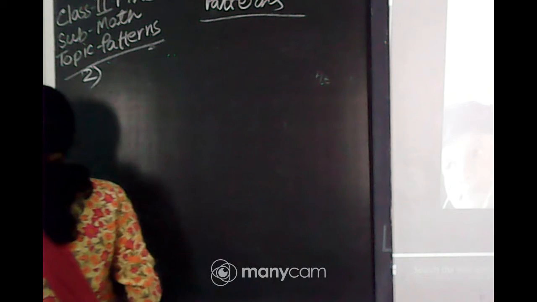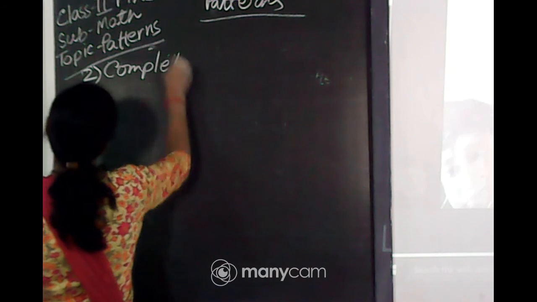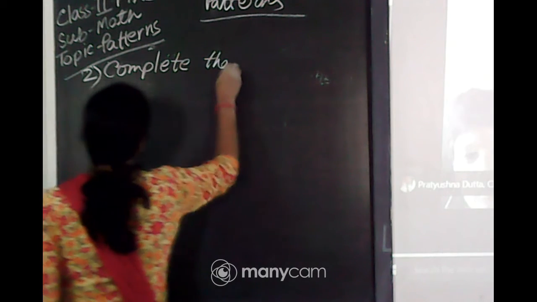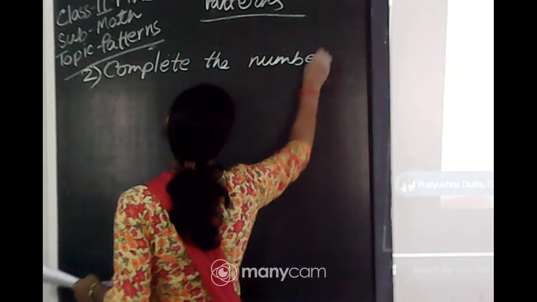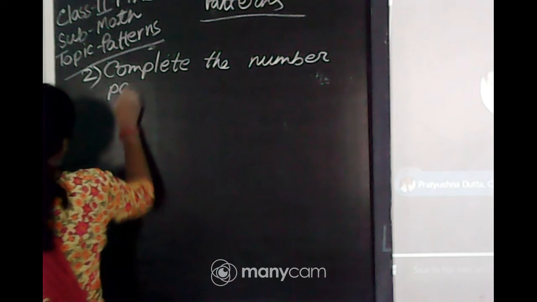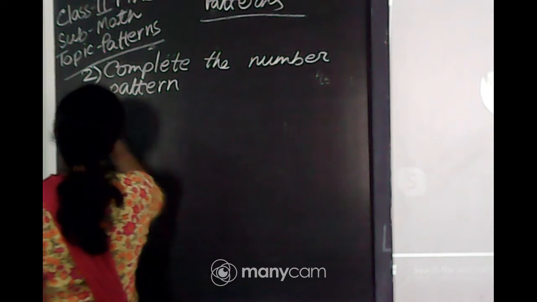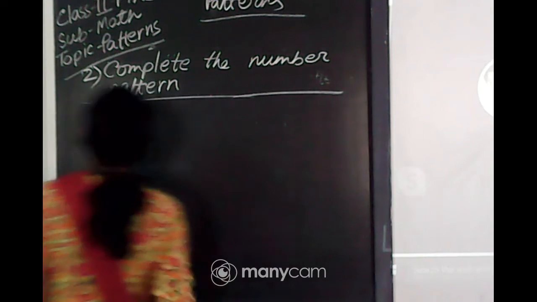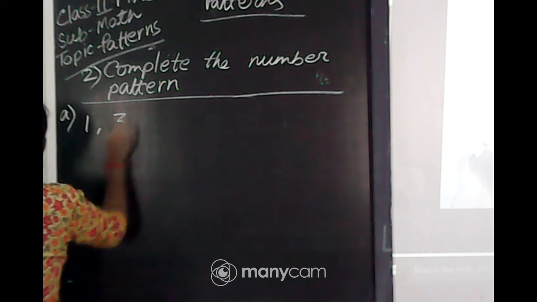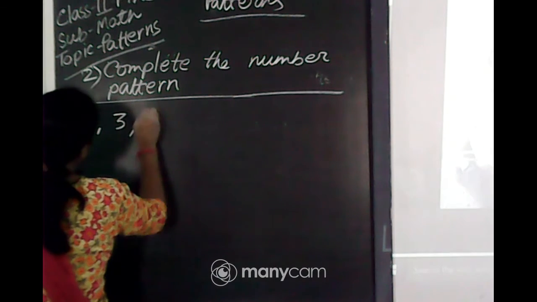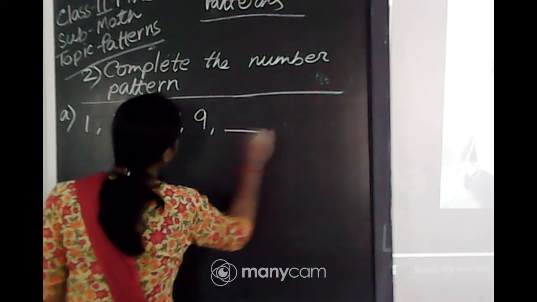Complete the number pattern. Complete the number patterns. Number A: 1, 3, 5, 7, 9, then 3 blank.